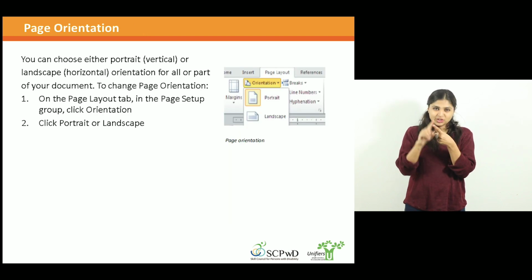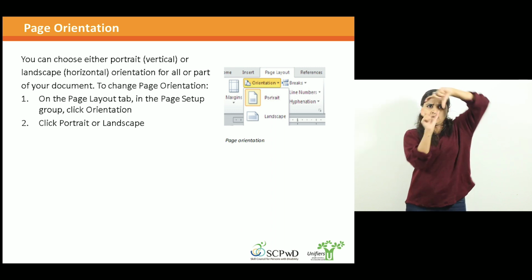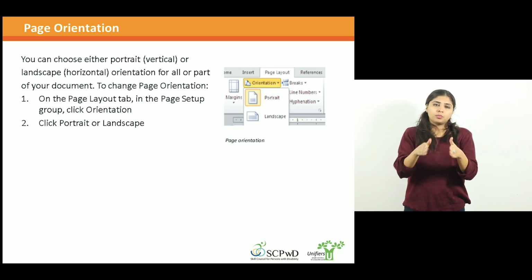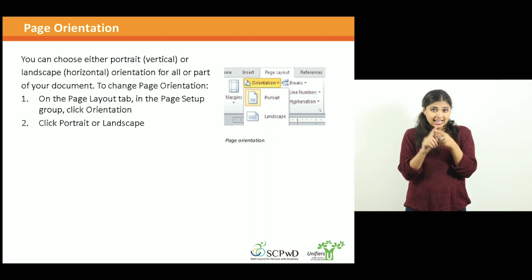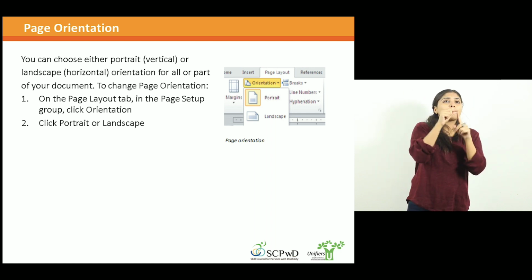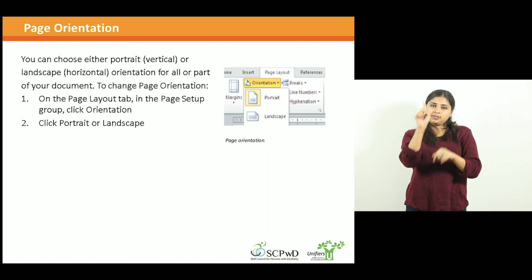Page orientation. You can choose either portrait, that is vertical, or landscape, which is horizontal orientation for all or part of your document. To change page orientation, number 1, on the Page Layout tab, in the Page Setup group, click Orientation. Number 2, click Portrait or Landscape.